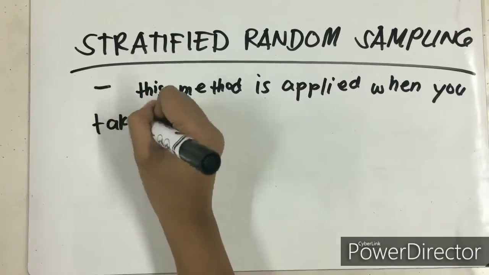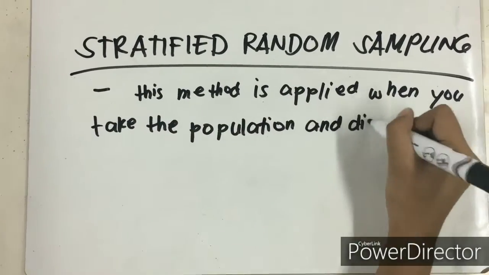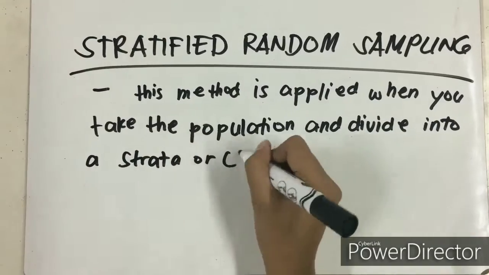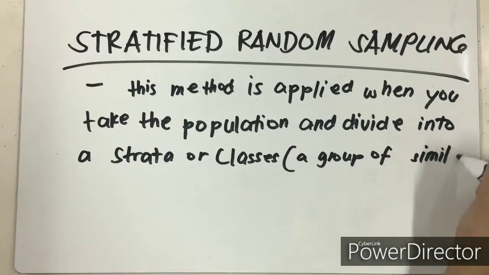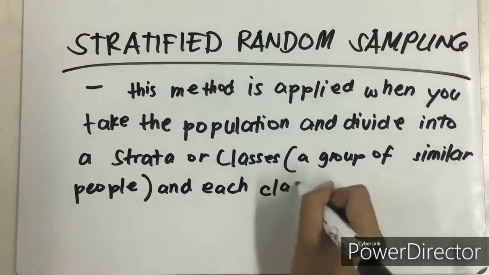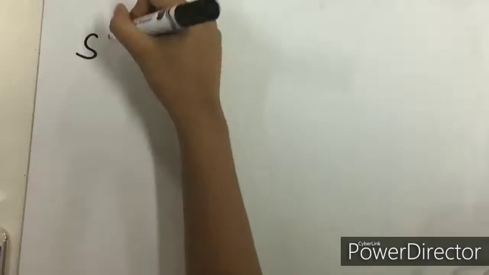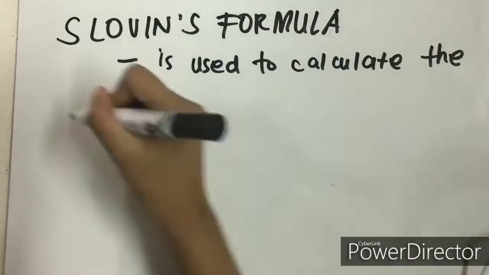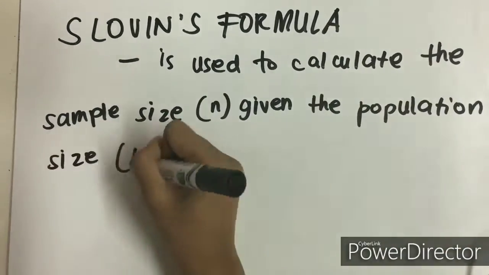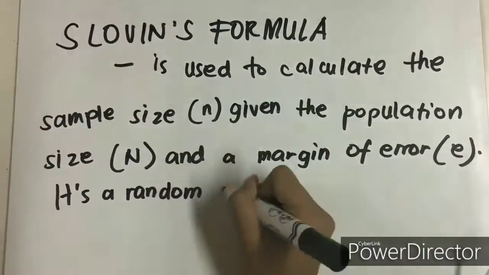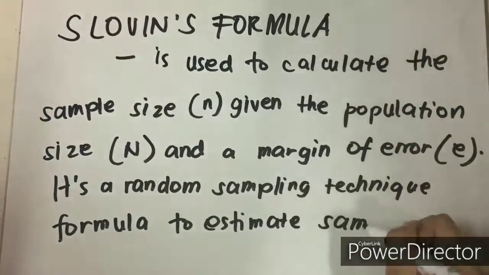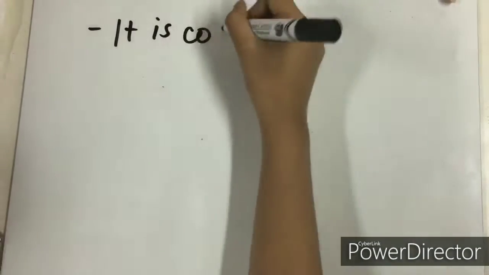Stratified random sampling. This method is applied when you take the population and divide it into strata or classes. Strata or classes are a group of similar people, and each class must be represented in the study. Slovin's formula is used to calculate the sample size, given the population size and a margin of error. It's a random sampling technique formula to estimate sampling size.